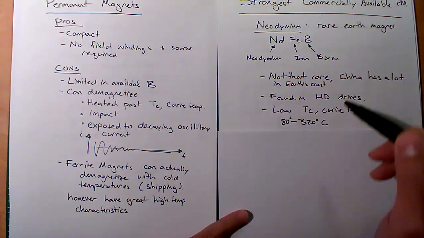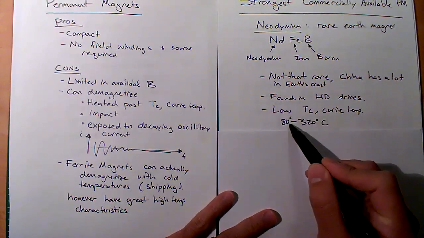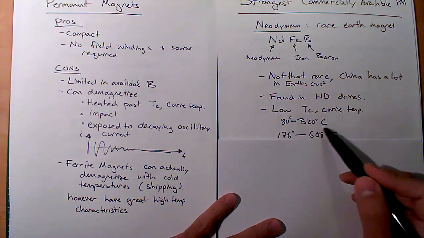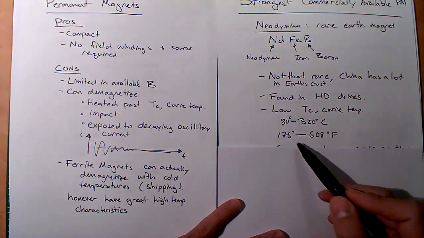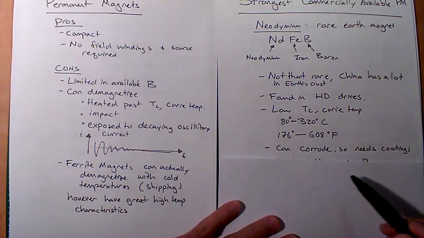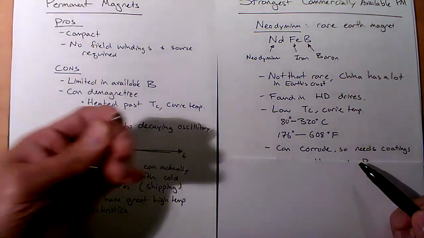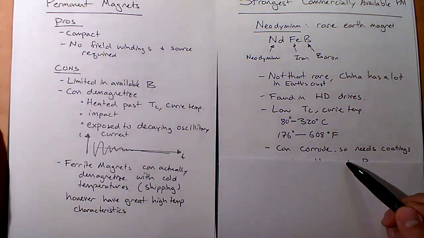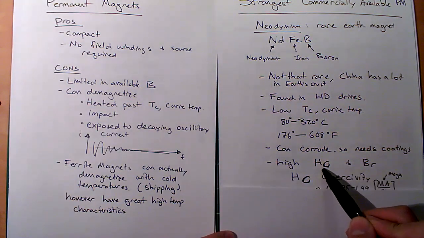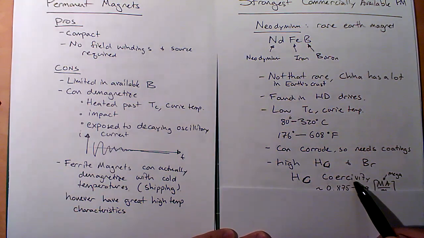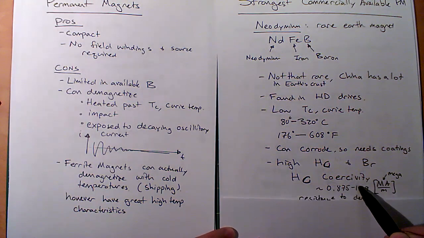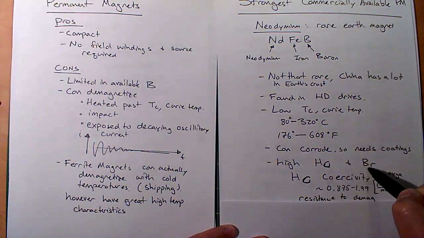However, they have a low Curie temperature, only 80 to 320 C, depending on the manufacturer, which is equivalent to 176 to 608 Fahrenheit. The other thing is they can corrode, so that's why you have this silver shiny coating on it. But they do have a high HC, and what HC is called is the coercivity. Okay, it's related to this magnetic field strength. And they also have a high remnance.